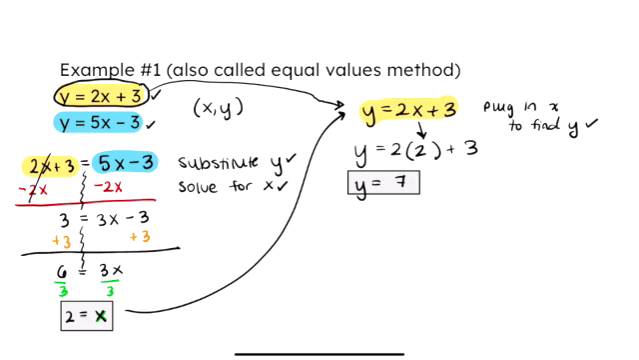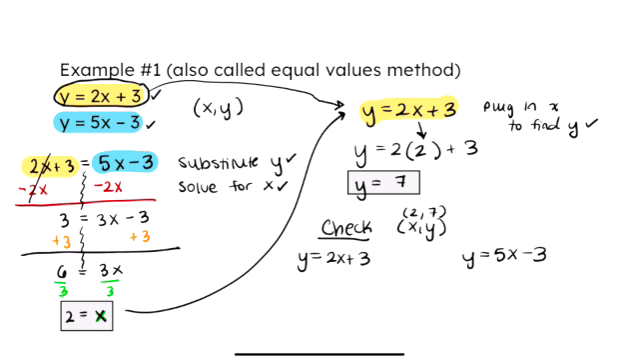The last thing that we want to do is check our answer. So if you remember what I said at the beginning, our goal was to find a coordinate pair x, y that made both equations true, which means that we need to check both equations with our numbers that we found and make sure that it works. So our x and our y were 2 and 7. So I'm going to replace my y with 7 and my x with 2.